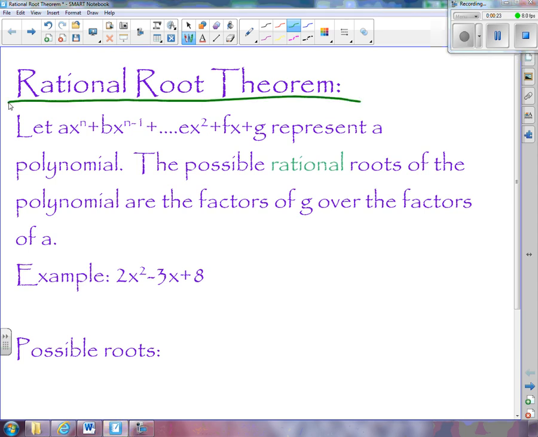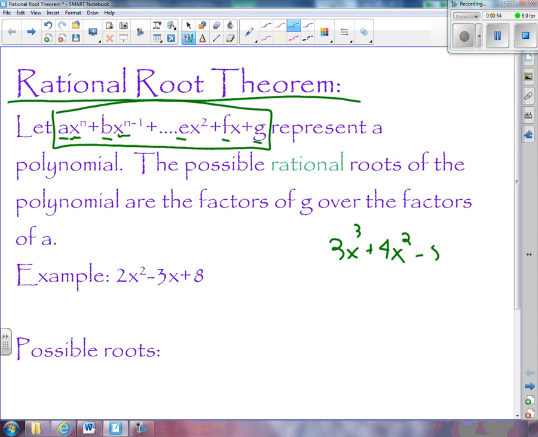So let's talk about this general polynomial. Here I have a general polynomial. Let our polynomial be ax to the n plus bx to the n minus 1. I realize that this notation may be a little bit confusing, so let me break it down for you. The a, b, e, f, g, and so on, those are all the coefficients. And this part, the x to the n, those are like the variable parts. So if we had an example, let's say, of 3x to the third plus 4x to the second minus 5x plus 10, then our a would be 3, and our 10 would be the g, the last guy.